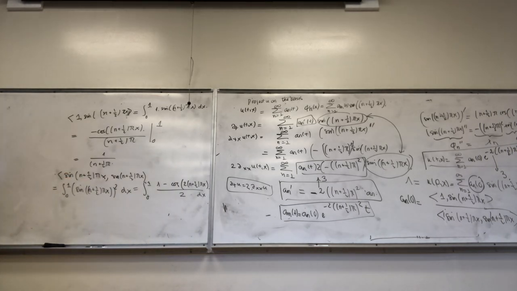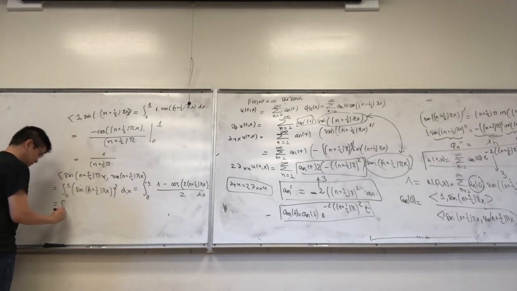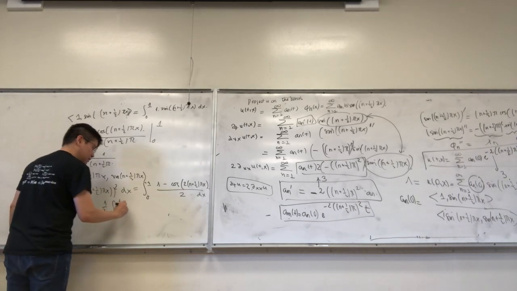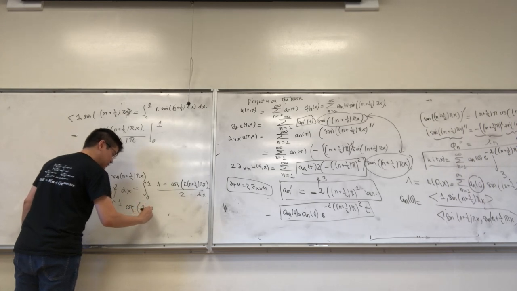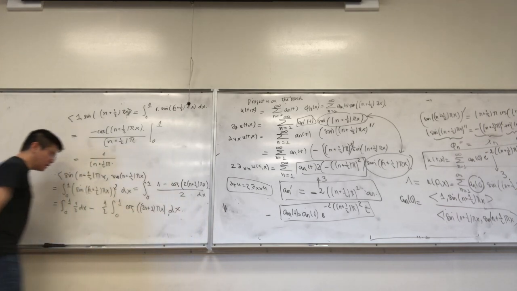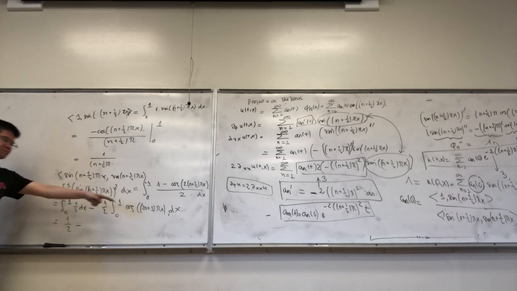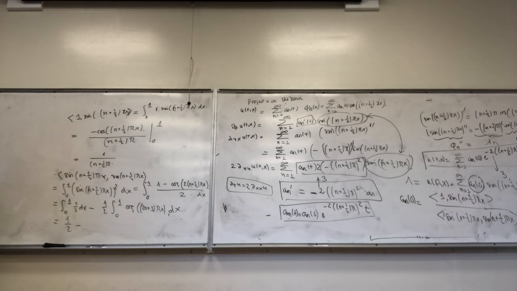So how can I compute this integral? Now I'm going to split it into the integral from 0 to 1 of 1/2 dx minus 1/2 times the integral from 0 to 1 of cosine of (2n plus 1) pi x dx. So what is the value of the first integral? And how can I compute the second one?